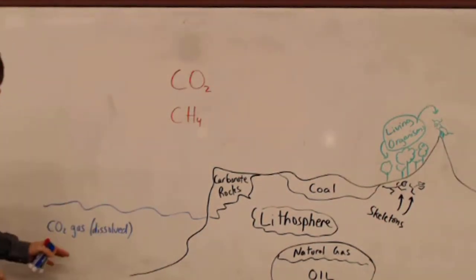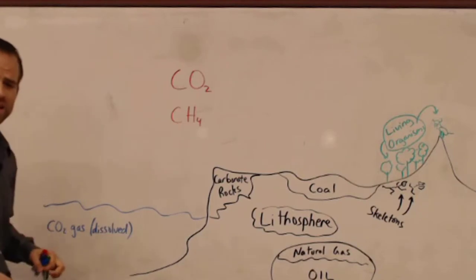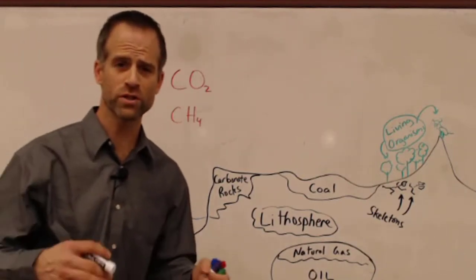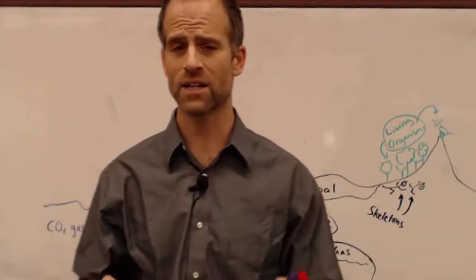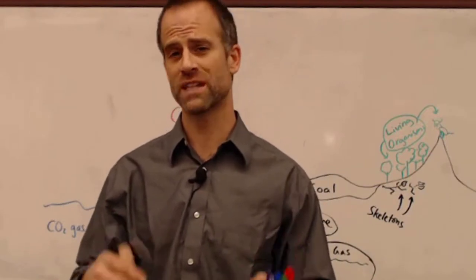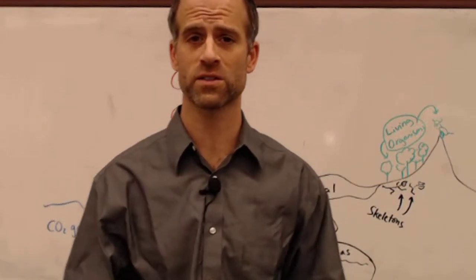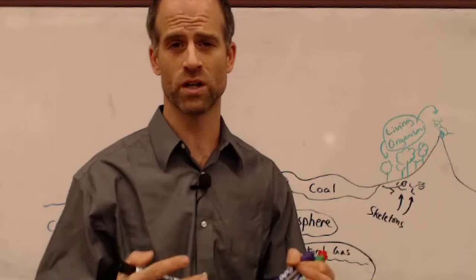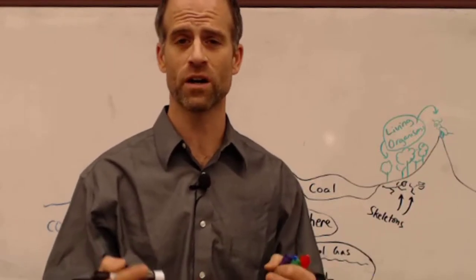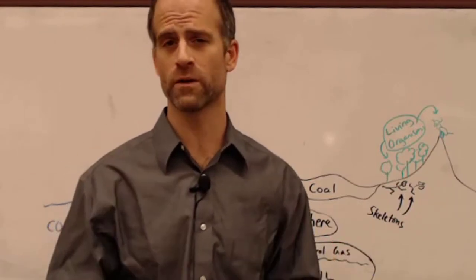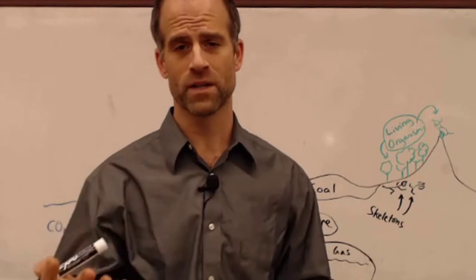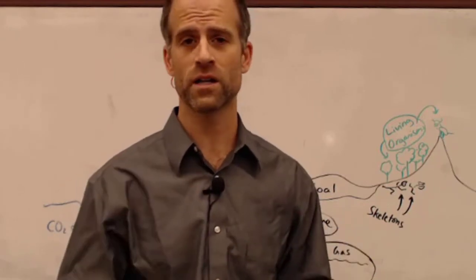Let's look at the hydrosphere. Where is it stored in the hydrosphere? In the hydrosphere, carbon dioxide gas is dissolved. Now, the oceans are so big that the oceans have a humongous amount of carbon dioxide dissolved. You probably know that there's oxygen dissolved because fish need oxygen and they breathe through their gills. They kind of exhale carbon dioxide.